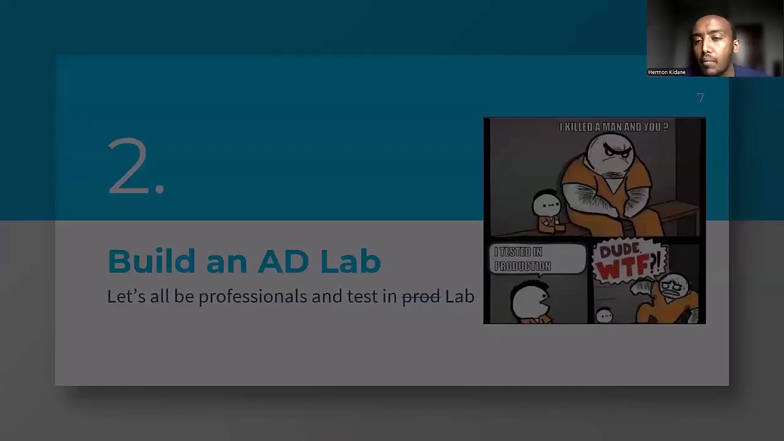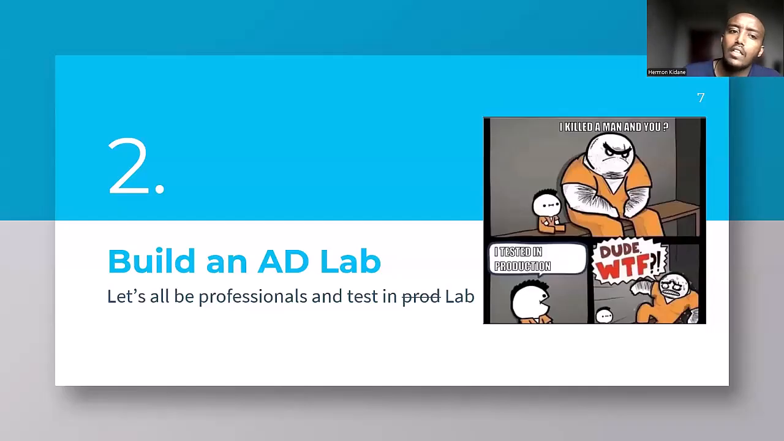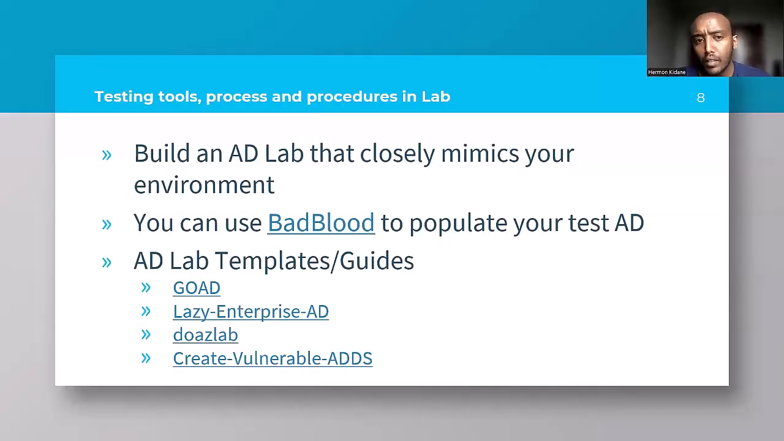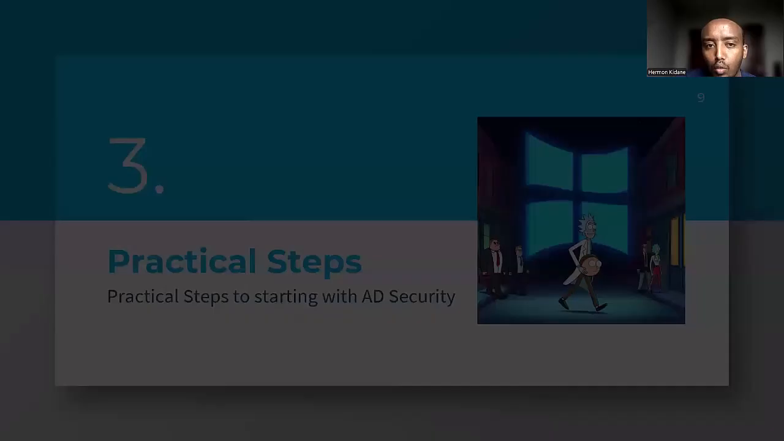The other thing is building an AD test lab that you could play with, implement different things and check different stuff. I recommend that, if possible, you build an AD lab that closely mimics your production environment so that you can test some of the things that we're going to be discussing, right? There are different tools that you could use to build that kind of lab. I have linked some of them here. You could check those out.